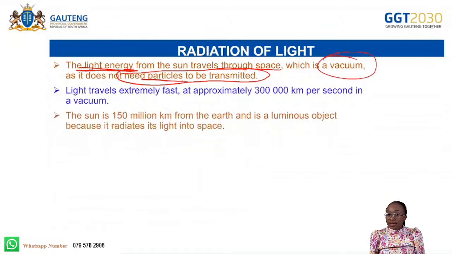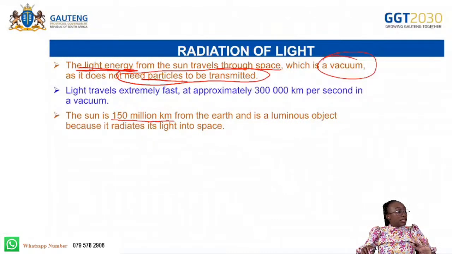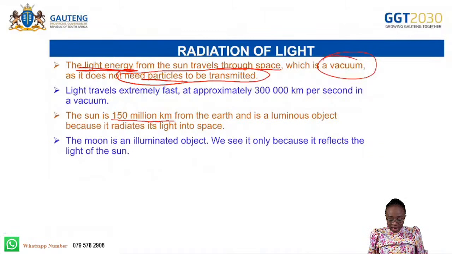But where is the sun? The sun is 150 million kilometers from Earth, and it is a luminous object that radiates light into space. And that light travels at 300,000 kilometers per second to reach us.